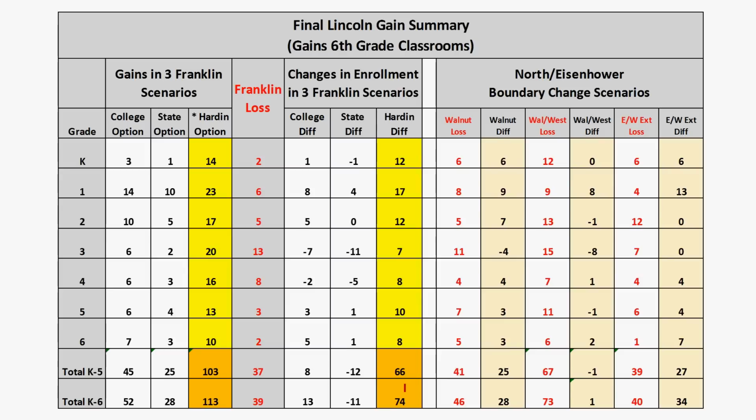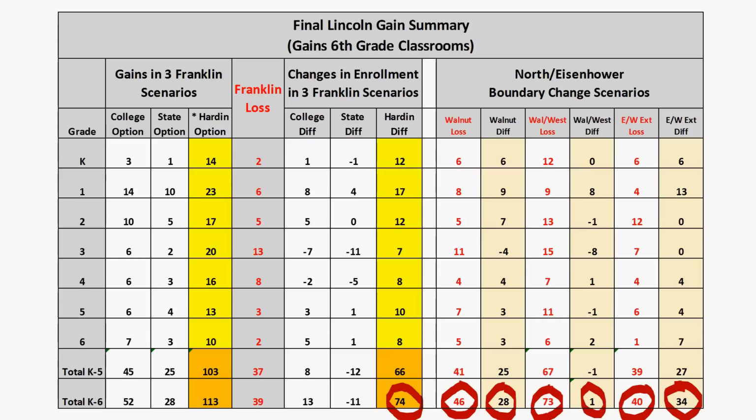Starting with the Hardin scenario for Washington, giving a net gain of 74 students to Lincoln, the Walnut scenario would take 46 students to North, having Lincoln with a net gain of 28 students. The Walnut West scenario would have 73 students lost from Lincoln to both a combination into North and Eisenhower for a net gain of 1 student. And the East-West extended scenario would have a total of 40 students moving to both North and Eisenhower for a total gain of 34 students.